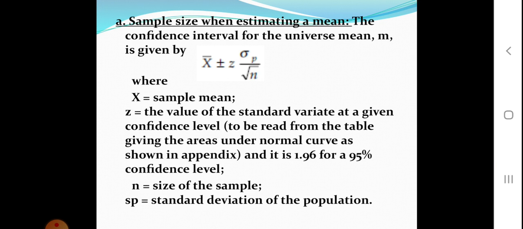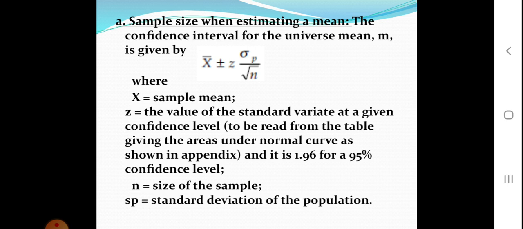x bar represents the sample mean, z represents the value of the standard variate at a given confidence level, and it is 1.96 for a 95% confidence level. Here the small n represents the size of the sample and the standard deviation of the population represents the standard deviation of the population.